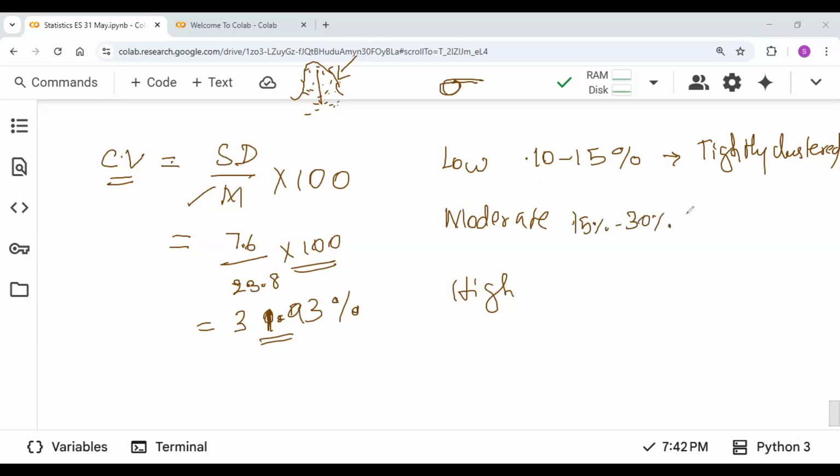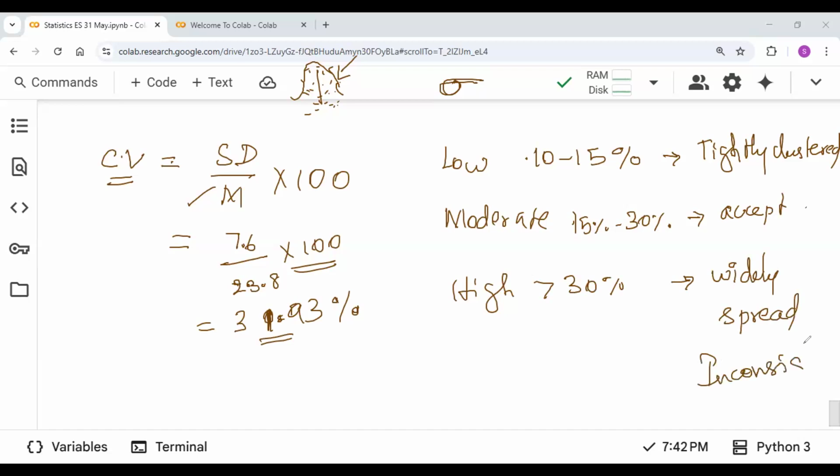So it would be normal, expected variation. There is going to be slight deviation, so this can also be accepted. You are still able to handle it, but this is already at the accepted limit. But you see here, it's greater than 30%, which means the data is widely spread, so the data is inconsistent. You need to focus more on this particular type of deviation.